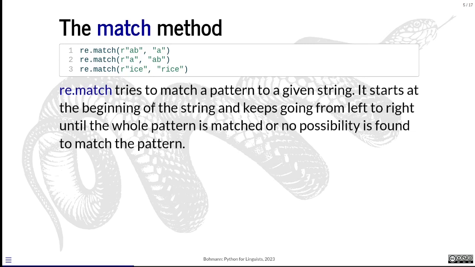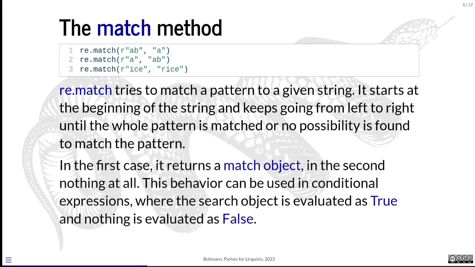re.match tries to match a pattern to a given string, starts at the beginning of the string, and then keeps going until the whole pattern is matched, or the pattern can't be matched. And the first time there's a break with the pattern, including if the first character in the string doesn't fit, then it aborts and doesn't return anything. In the second case, it returns a match object, for matching the pattern "a" to "ab". In the first and the third, it doesn't.